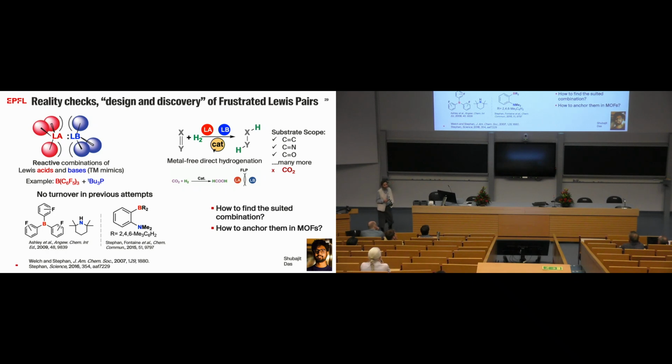And the two questions I will try to answer are: how to find the suited combination of Lewis acid and Lewis base? And since we don't want to have them floating around, how can we find a way to anchor them into MOFs to have a more solid-type catalyst that is more resistant throughout the cycle?